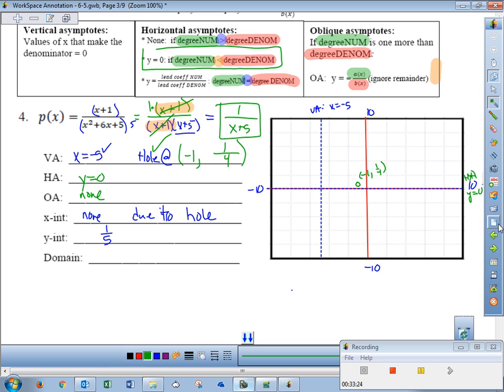Oblique asymptotes, there are none. X-intercepts, this guy will have none. It will not cross the x-axis. That's what that horizontal asymptote at y equals 0 is doing. There is a y-intercept at 1/5. So that's when x was 0, right? If you like the ordered pair, you can put it there. But the y-intercept is 1/5. So 0, 1/5. So that's like there. 0, 1/5. Excellent. And isn't that all the bits of information that I have right there?